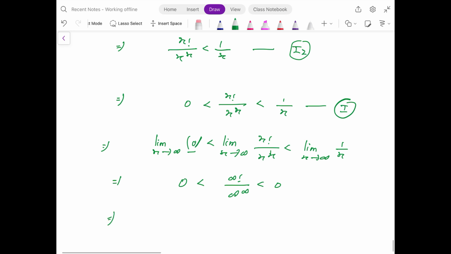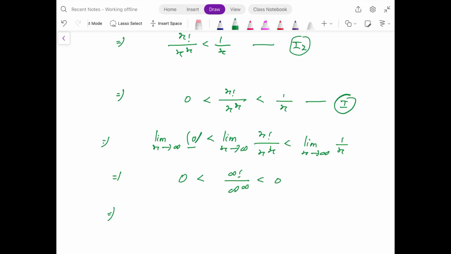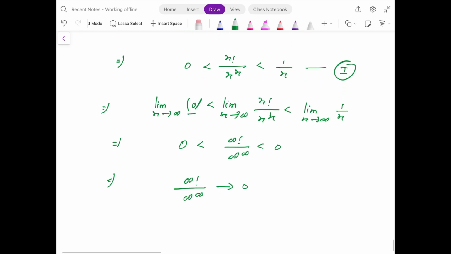So with the help of the sandwich theorem, we can say that the value of infinity factorial divided by infinity raised to infinity will tend towards 0. Or we can further write it as infinity factorial divided by infinity raised to infinity is equal to 0.